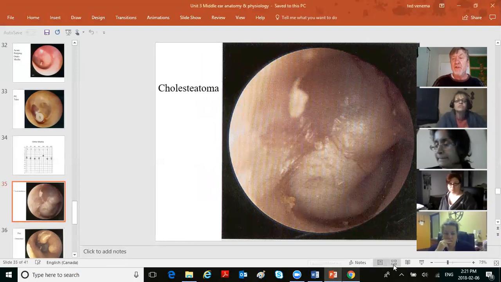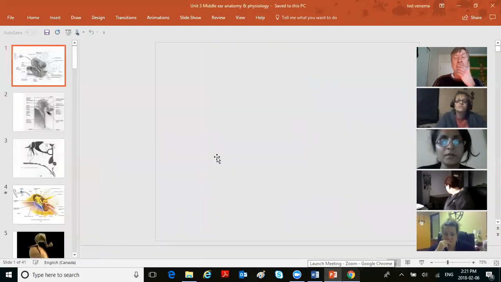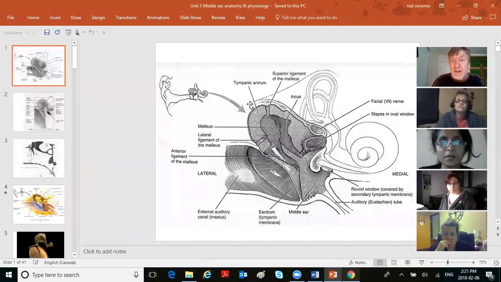the middle ear space again. Let's just go all the way home here. The middle ear space is 1/8 of an inch from the bottom of the brain. So middle ear pathology, left untreated, can infect the bone around the middle ear space, and that's called mastoiditis.